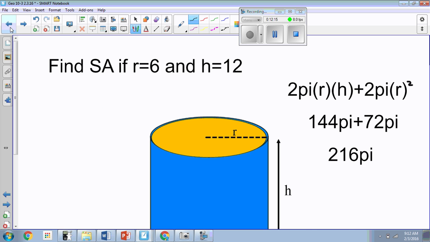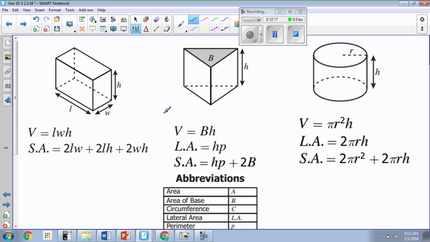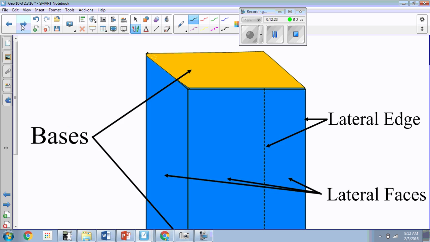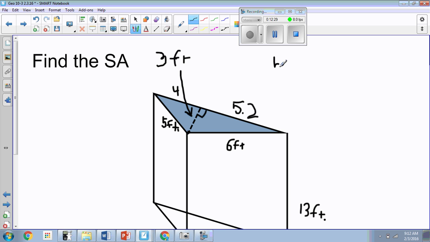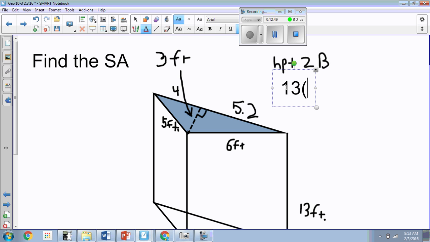Let's go back and get our surface area formula real quick just to make sure we're getting it right. Be in the habit of following up with your formulas. Hp plus 2 times area of the base. Hp plus 2 big B. All right, so hp is the lateral area, and in this case, that is going to be 13 times the perimeter. Perimeter is 9.2 along this side, plus 6 makes 15.2, plus 5 makes 20.2.